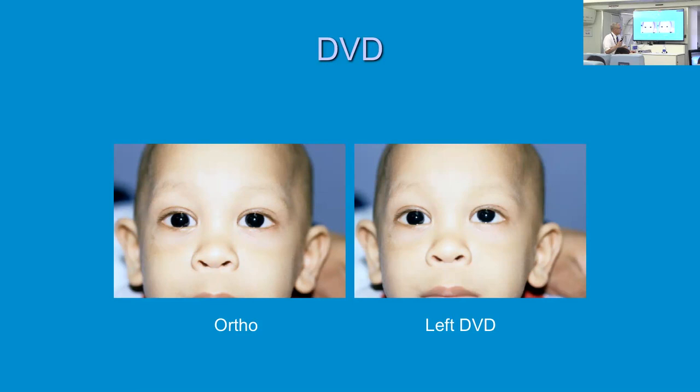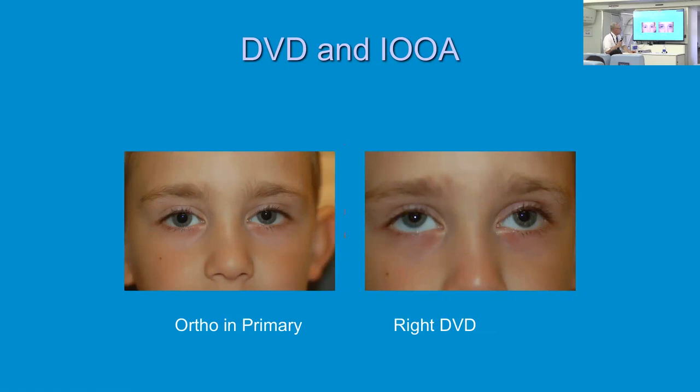Here's, like I showed some of this yesterday too, but this is actually a patient with a DVD and an inferior oblique overaction. Ortho in primary position, right hypertropia.